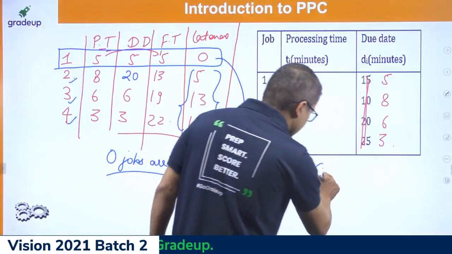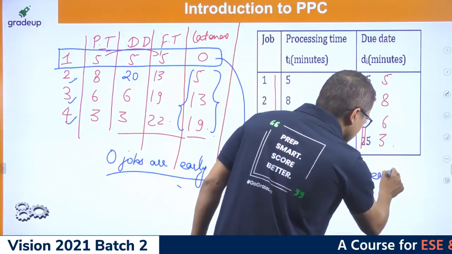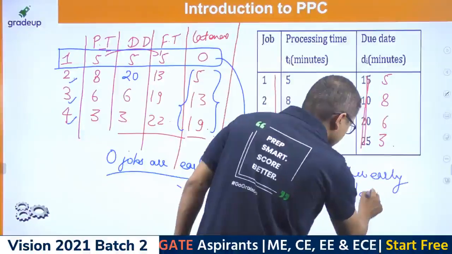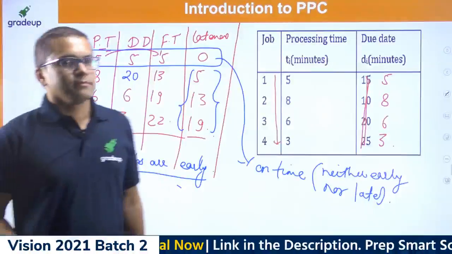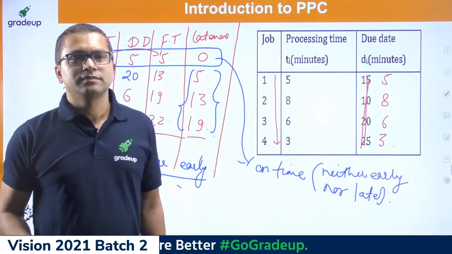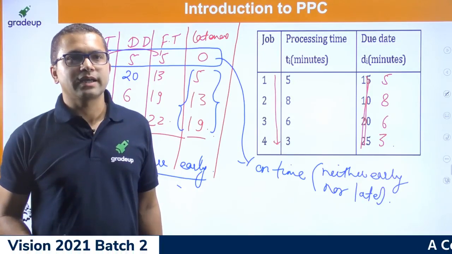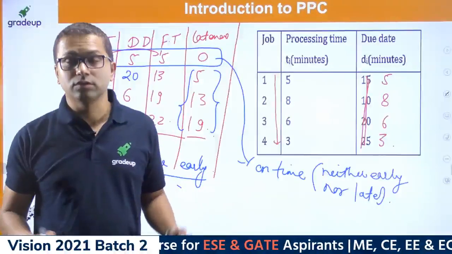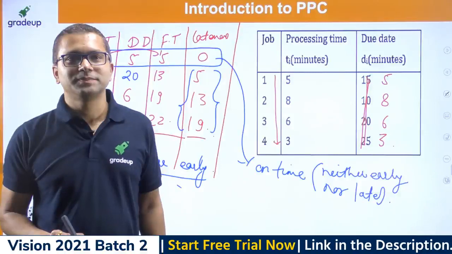This is just on time. That means that it is neither early nor late. Is it good? Yes, exactly. Job 1 has completed the work in required time. That is also correct, Mohammed. Yeah, good.